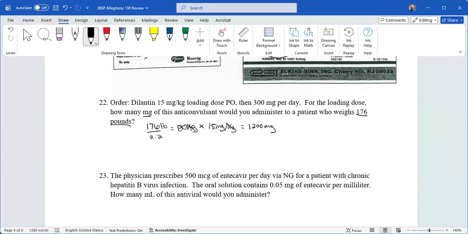Now, let's say they said that Dilantin was available in 100 milligrams per milliliter. Then you could calculate how many milliliters if they asked you to do that, but they don't ask you to do that in this particular question. So again, what makes this a two-step question is that you have to convert the patient's weight in pounds to kilograms and then multiply the kilogram body weight by the loading dose.